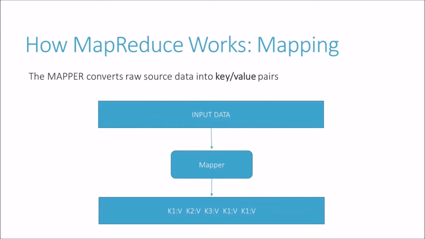It does mapping. And all the mapper does is take your raw source data and parse it and extract the information you care about into key value pairs. So what does that mean? So let's take some examples.